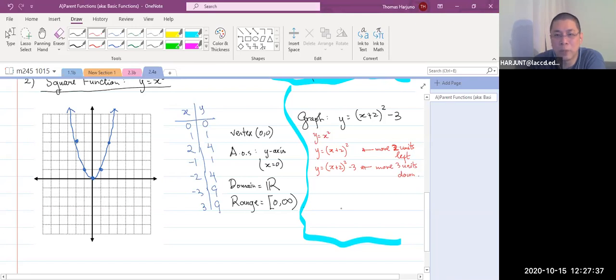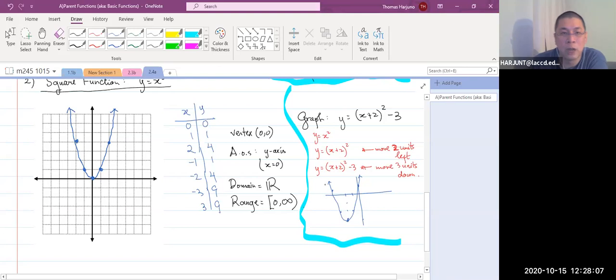Okay. Now, pictorially, when I graph that, it will be 2 units to the left, 3 units down from this vertex, 1, 1, 2, 4. That's what the graph looks like, at least by sketching. Okay, we'll do more sketching in 2.5.